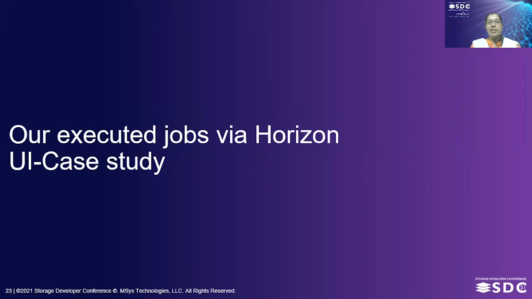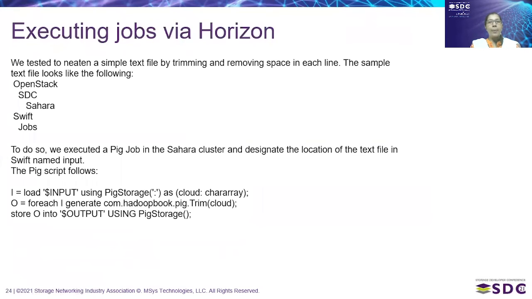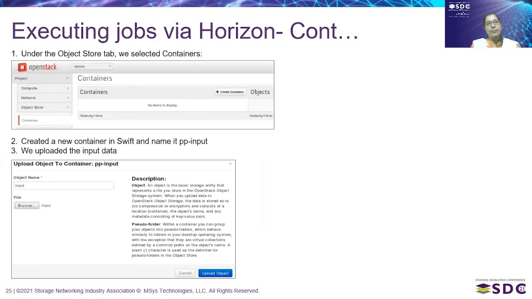We shall see a case study of how we execute a job via Horizon. We have an input sample file where we have extra spaces. This is just a sample file we took, but in a real-time scenario, it would be GBs or TBs of data. We also have a Pig script, which trims the extra spaces.